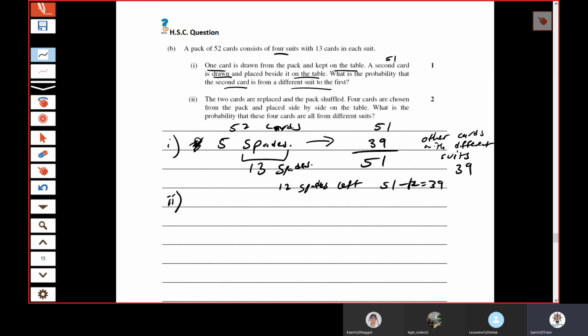Part ii. The 2 cards are replaced and the pack shuffled. 4 cards are chosen from the pack and placed side by side on the table. What is the probability that these 4 cards are all from different suits? 4 cards are chosen from the pack.